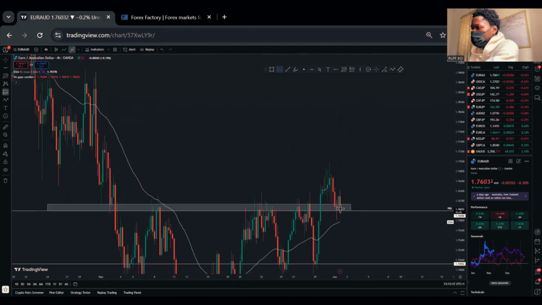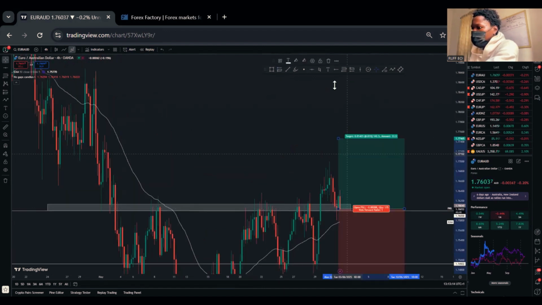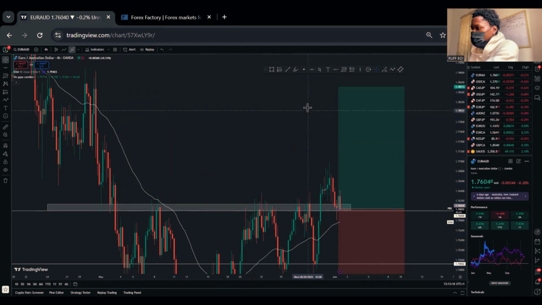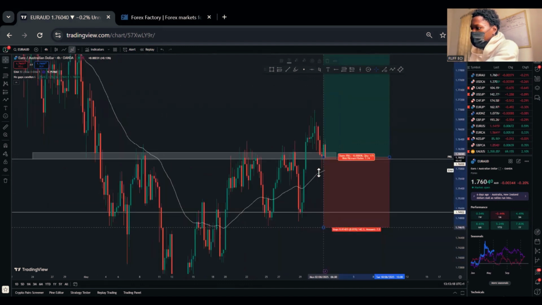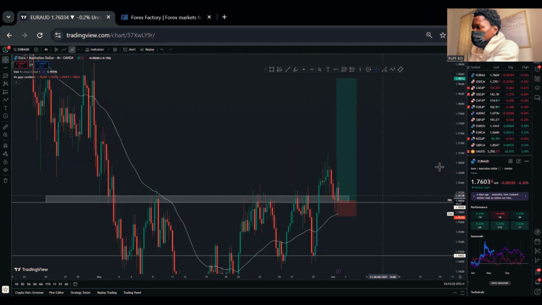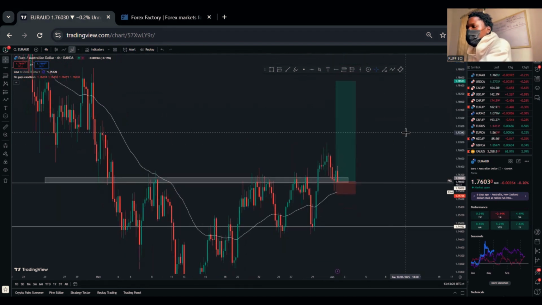So we're expecting a possible push to the upside on this pair, Euro AUD. Always wait for your confirmation before you execute an entry. So we are bullish on this pair. So Euro AUD is the pair of the week.